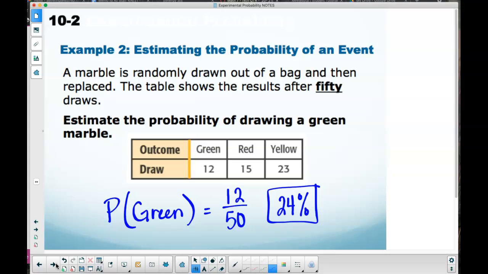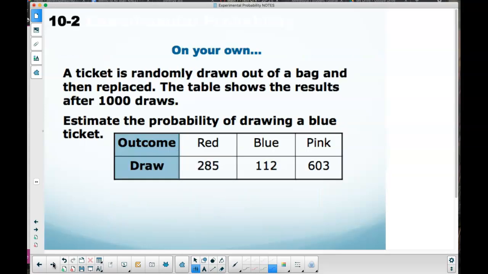We're going to have a couple more problems, and then we're going to play a game. Okay, a ticket is randomly drawn out of a bag and then replaced. The table shows the results after 1,000 draws. What's the probability of picking a blue ticket? It should be right on the back side, so we're on page 8. We want the probability of blue.